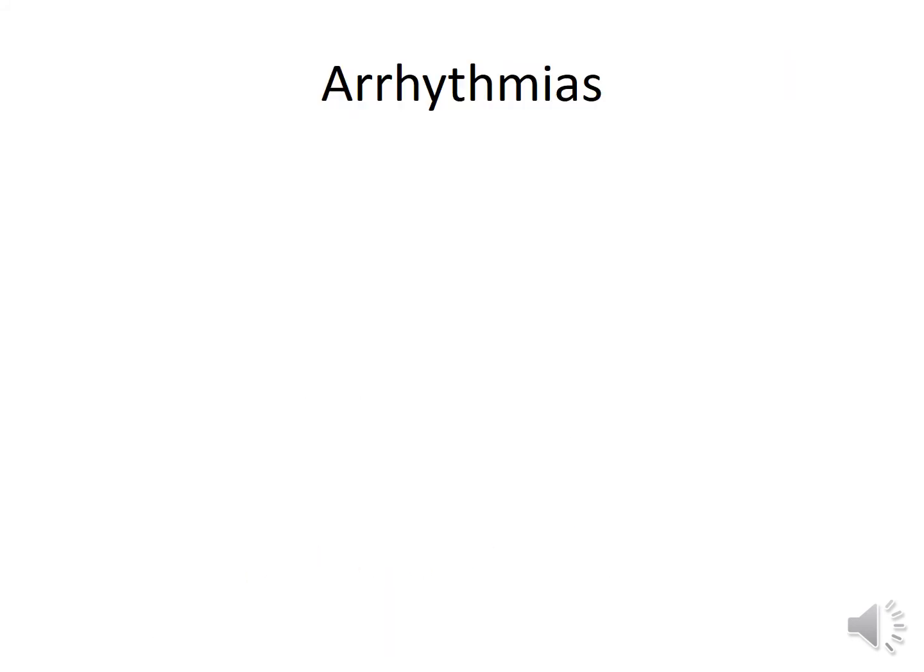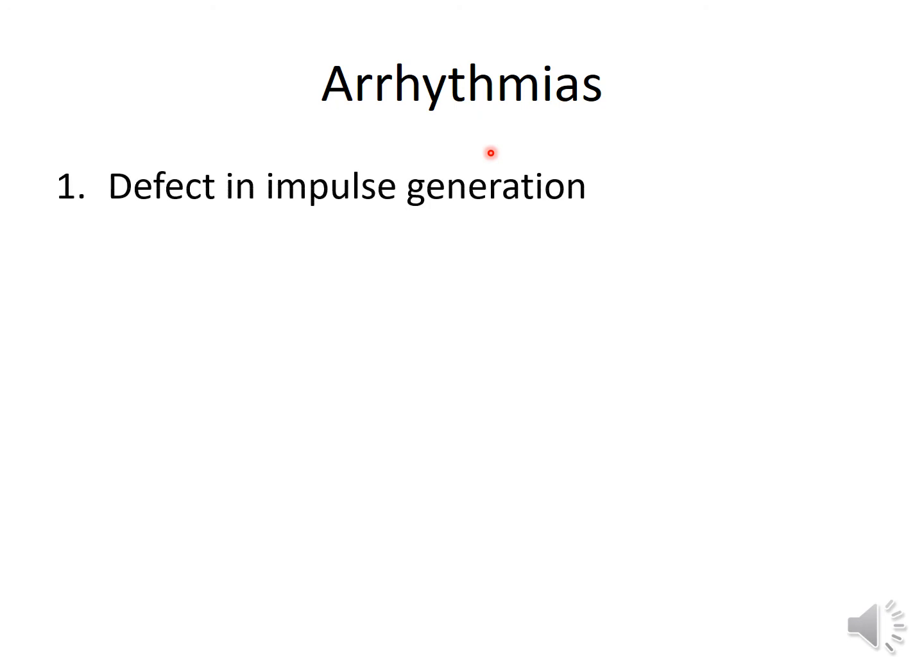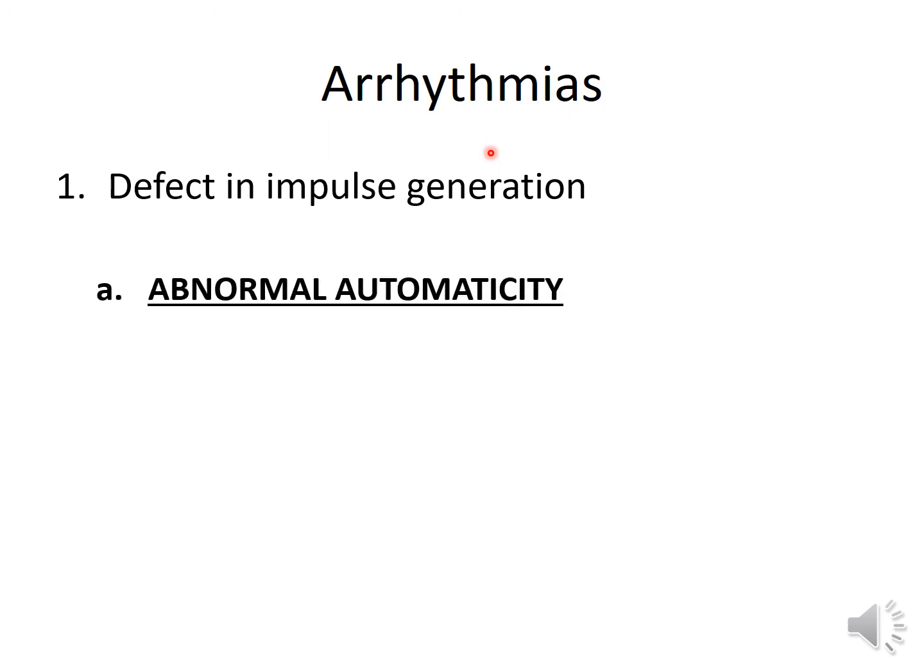Now, whenever there is any abnormality in the rhythm, that is termed arrhythmia. But arrhythmias can generate in two ways. Either there can be a defect in impulse generation, or there can be a defect in impulse conduction. Let us first see defect in impulse generation. And the most common type is abnormal automaticity.